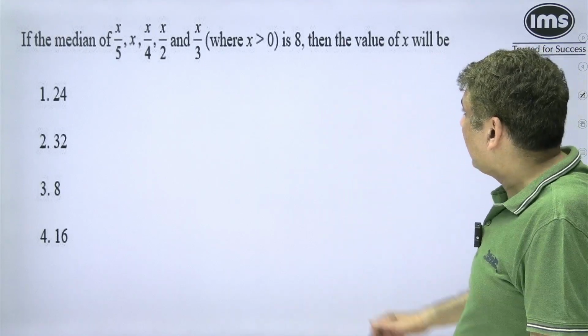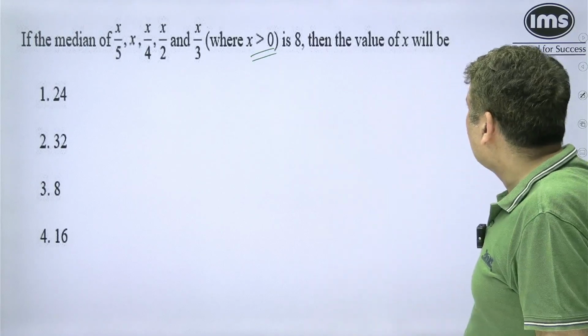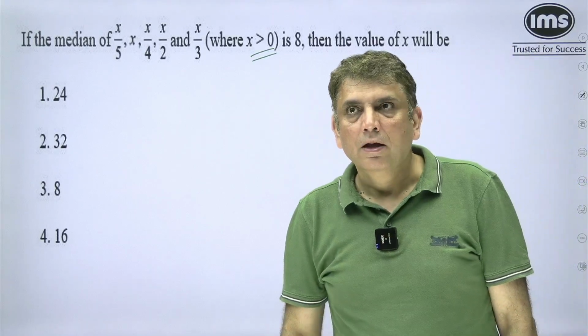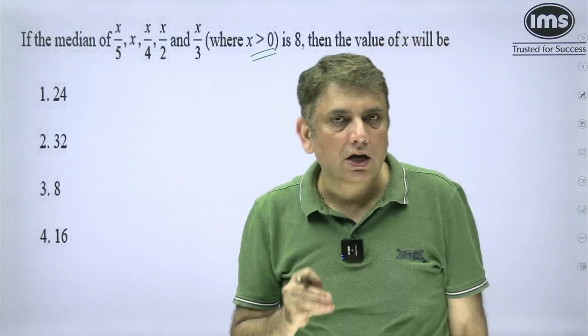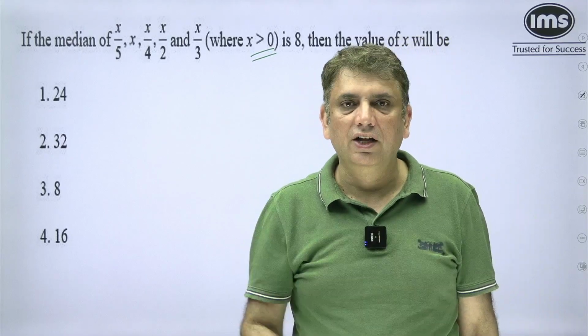Moving on. If the median of x by 5, x by 4, x by 2 and x by 3 is 8, where x is a positive number, then the value of x will be. Now what is a median? Median is a mid value when the numbers are arranged either in ascending order or descending order.